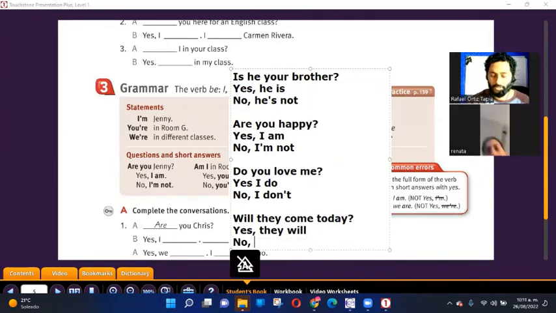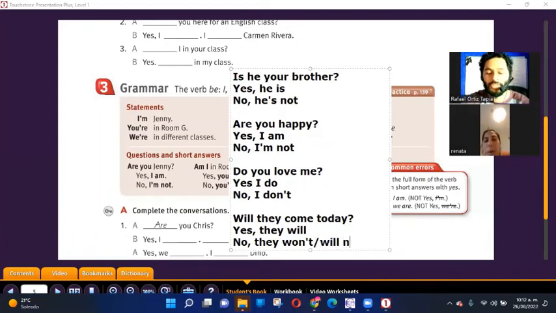Okay, perfect. So you say no. ¿Cómo dirías? No, no van a venir. No, they won't. Won't is another auxiliary. It's the contracted version of will not. You can say won't, of course, or you can say will not. It's the same. Es lo mismo que con do not. Puedes decir do not o puedes decir don't.